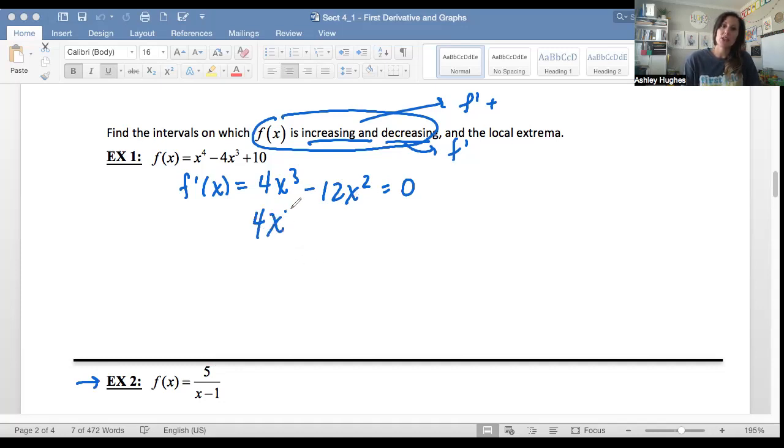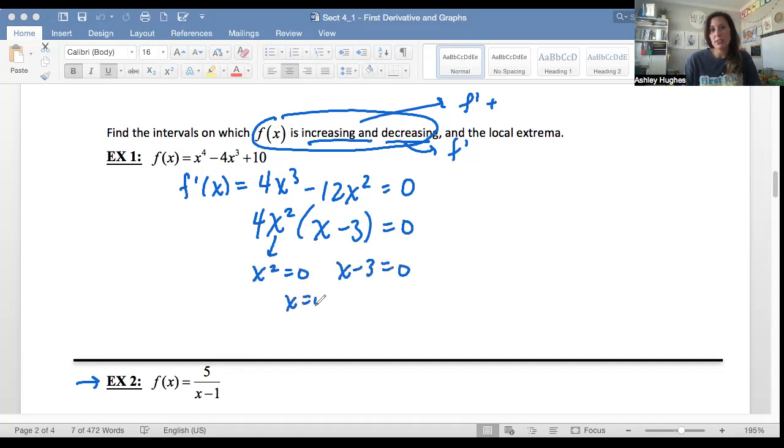I'm going to factor out the GCF, so I'm left with x minus 3. Then I'm going to set each factor equal to 0. So if I set each of these factors equal to 0, I get x equals 0 and x equals 3. Then I put these, which are called critical numbers, on a number line, and the number line's name is f prime.